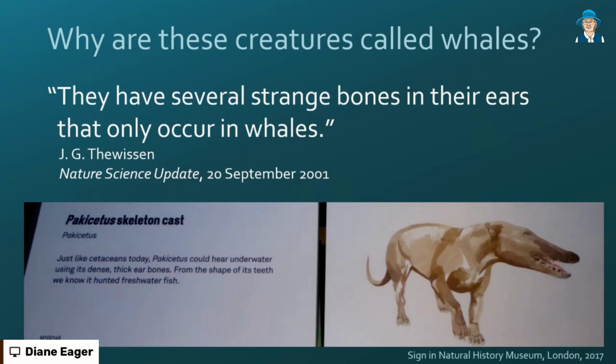They have several strange bones in their ears that only occur in whales. And in fact, what they have is an ear structure that enhances what's called bone conduction. That's vibrations in the skull, which are then transmitted to your ears. But it turns out that burrowing animals also have enhanced bone conduction, so it's not actually unique to whales. But anyway, going back to our transition, so that's where they've started the whale story.